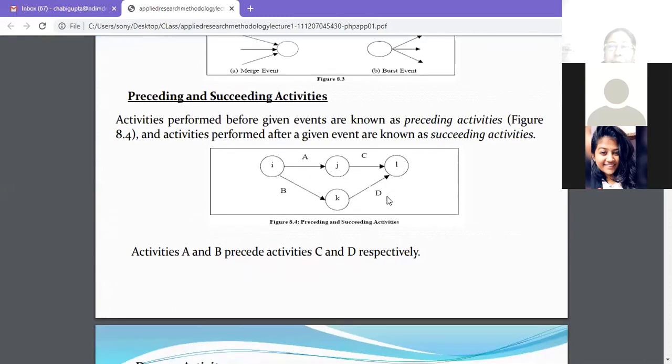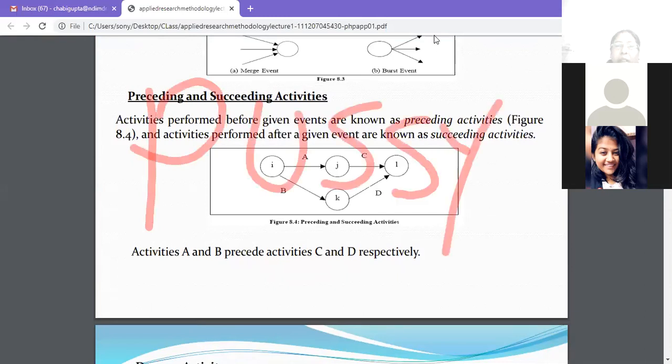In this diagram, you can see that A and B are preceding activities of C and D. C and D will not start until A and B are finished, okay? So succeeding activities will happen only when the preceding ones finish.